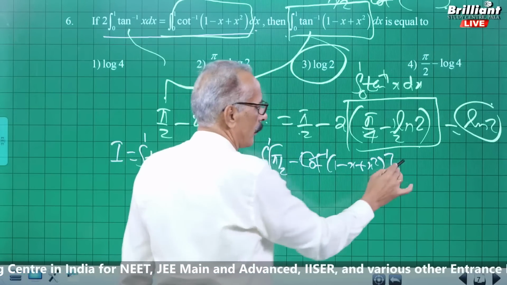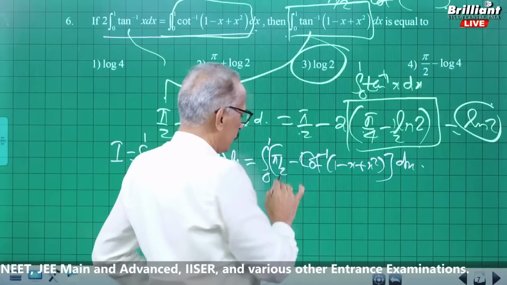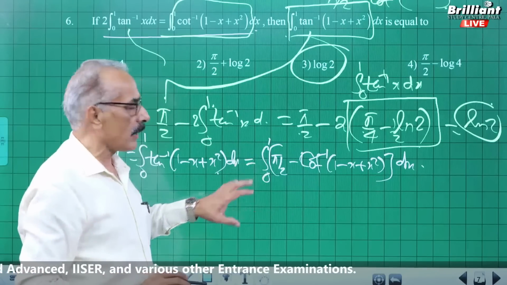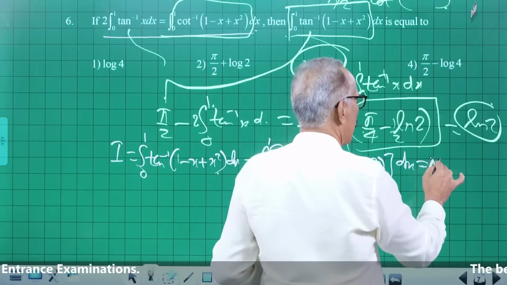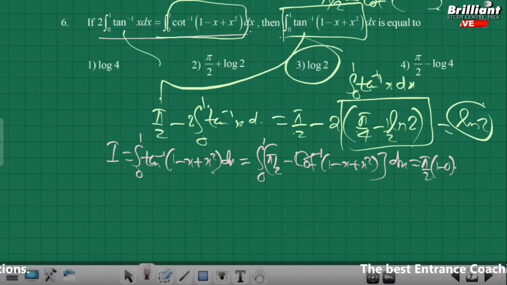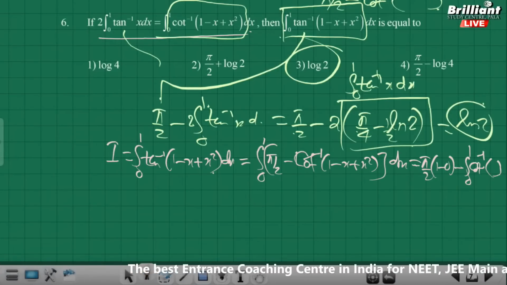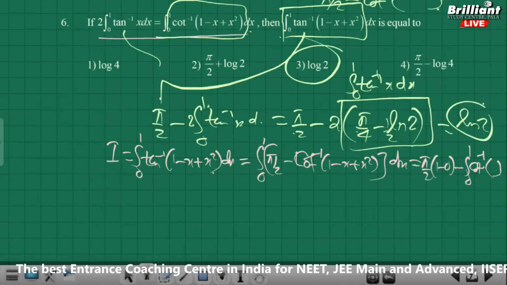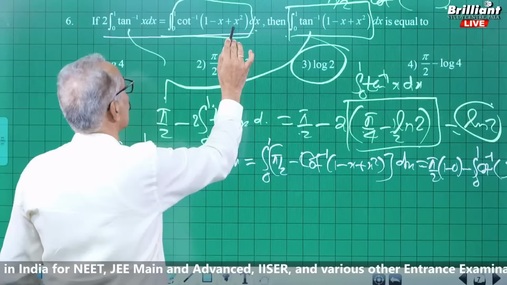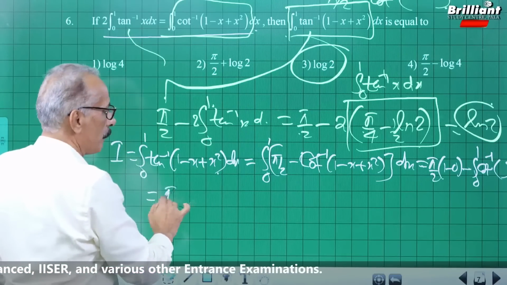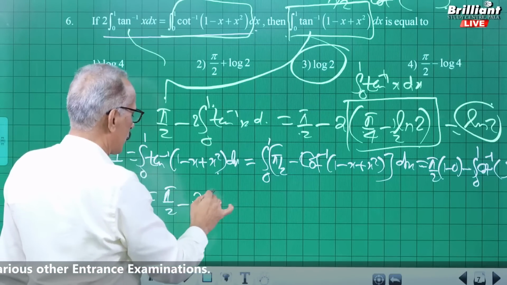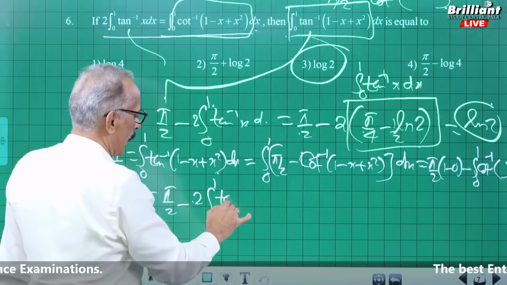Now open the bracket. This is a constant. A definite integral of a constant is the constant into upper limit minus lower limit. That's equal to pi by 2 into (1 minus 0) minus the integral from 0 to 1 of cot inverse of the entire expression. And read the question: the integral from 0 to 1 of cot inverse of (1 minus x plus x square) is 2 times this integral, so that will become pi by 2 minus 2 times the integral from 0 to 1 of tan inverse x dx.